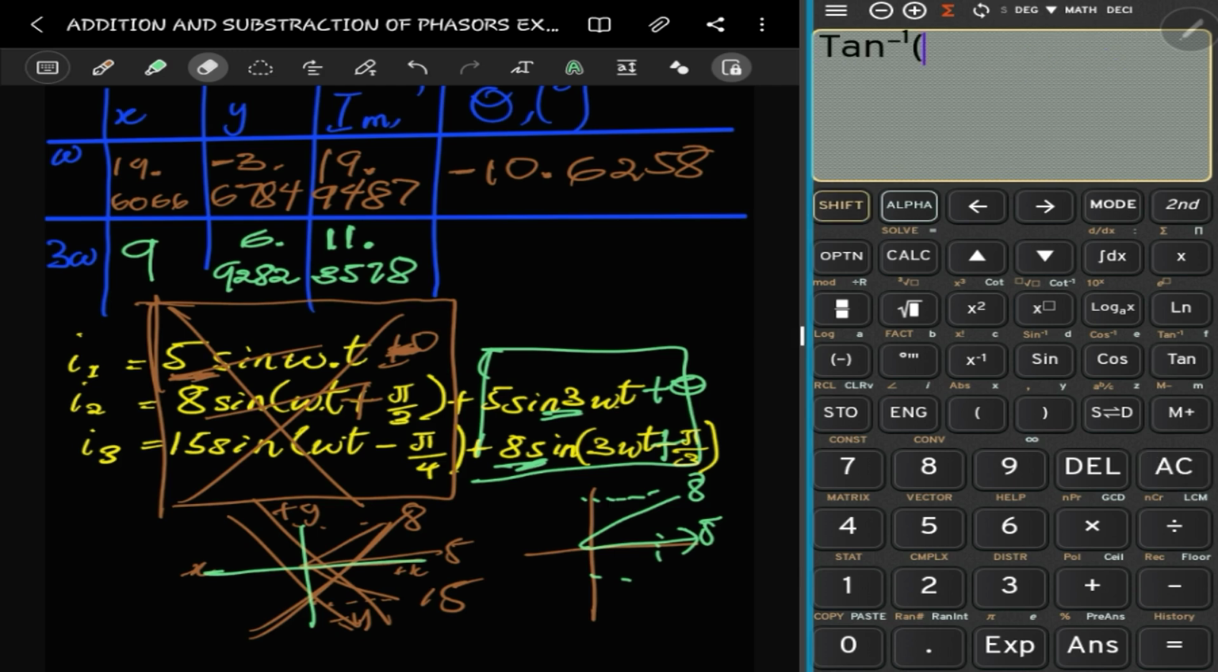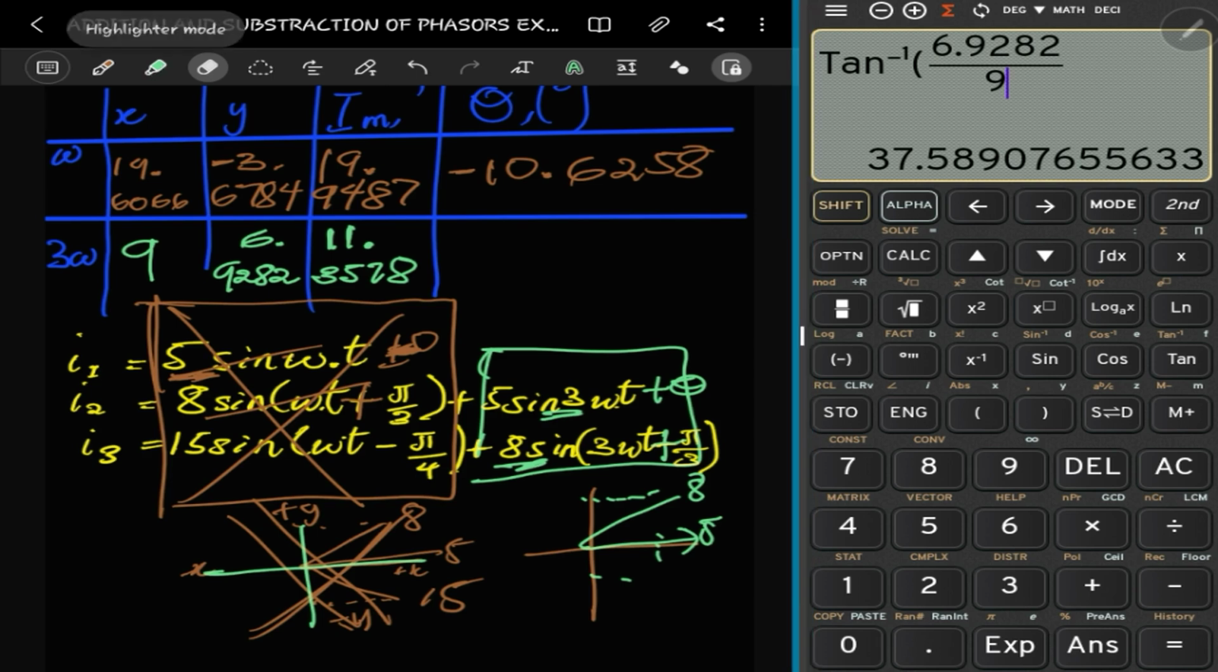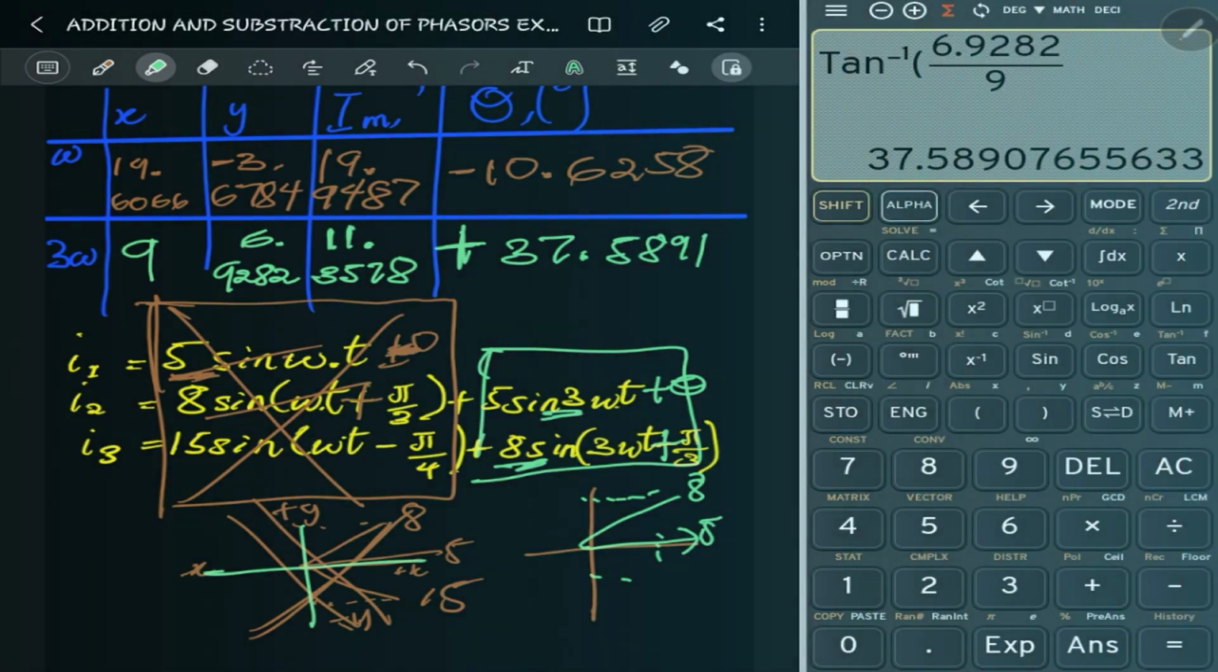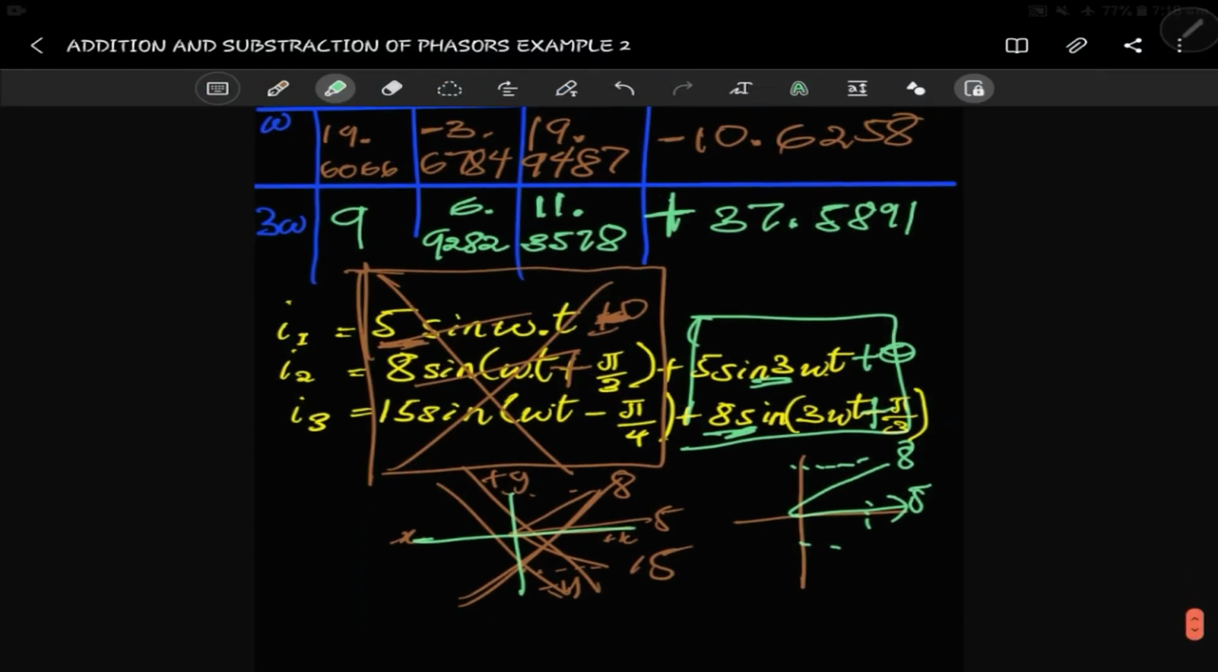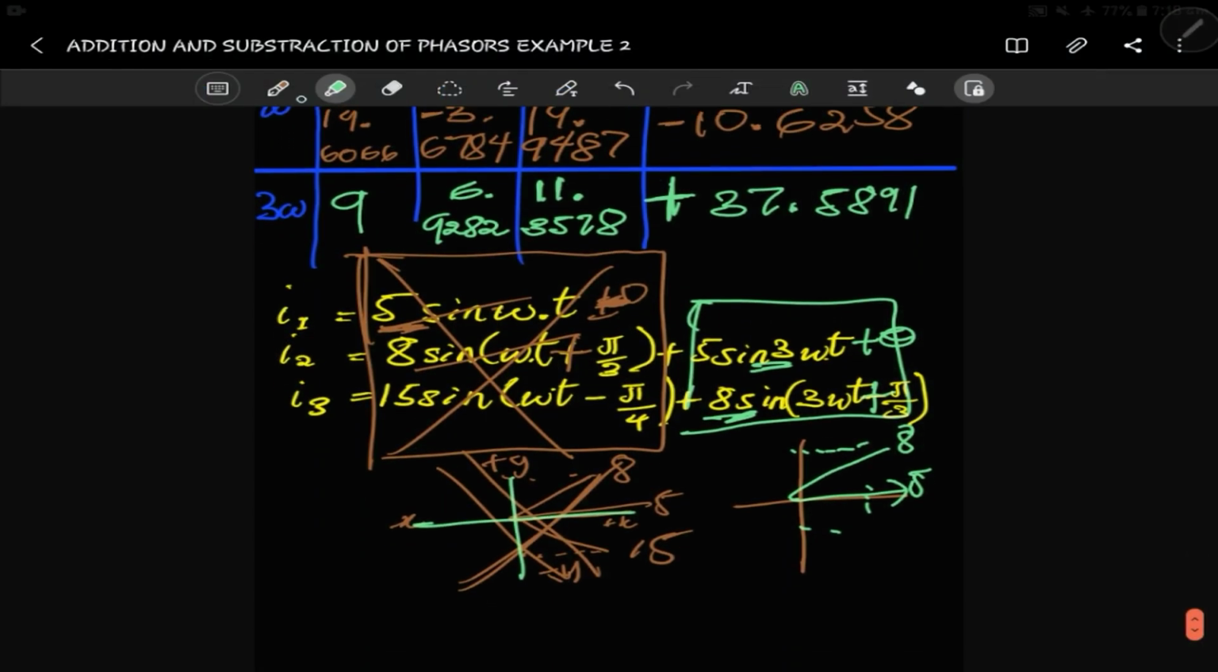So we have tan inverse. We have the y component, which is no minus now, 6.9282, and then the x component is 9, right? So instead of it being negative as we saw earlier, it's positive. Positive, very important. That's 37.5891, right? So that's what we have. If you are trying to simplify all this, all it means is that we end up getting our I4 this way.